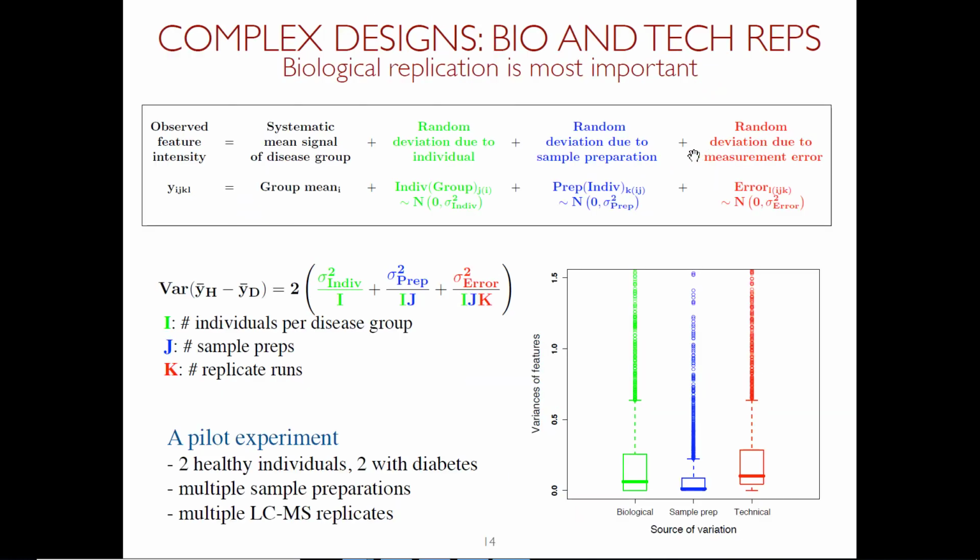This allowed us to draw these box plots, and the conclusion was that in the future we don't need to do multiple sample preps, because this variance sigma square is too small, and reducing it is not really useful. But clearly this variance is important, so we need to work on reducing it by increasing the sample size here.